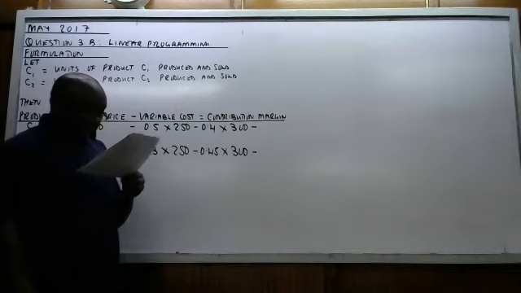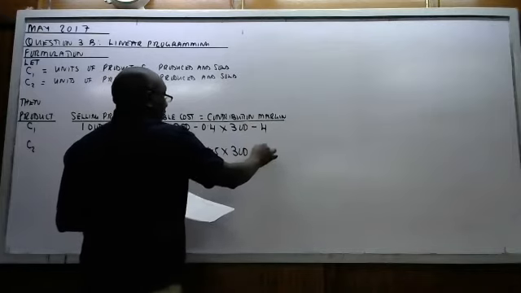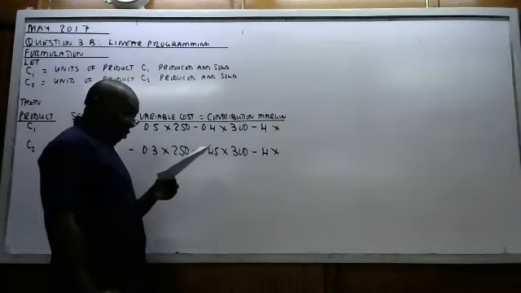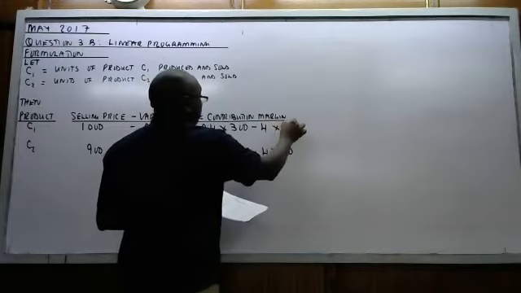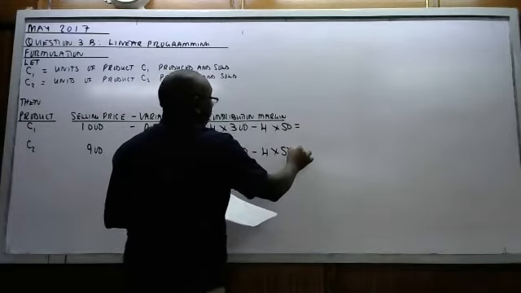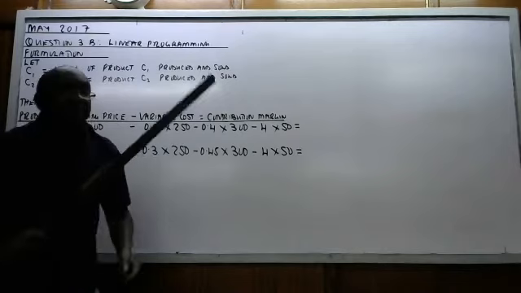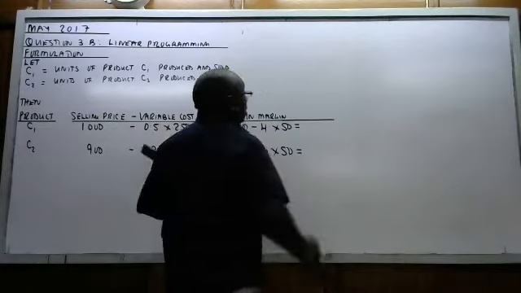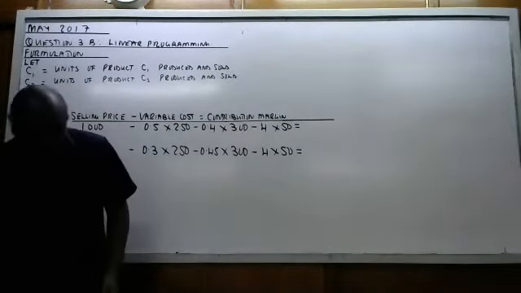Then you minus, we are told the waste quantity, each chair requires 4 kilos. And each kilo is going for 50 shillings. So work out that and send me the answers.